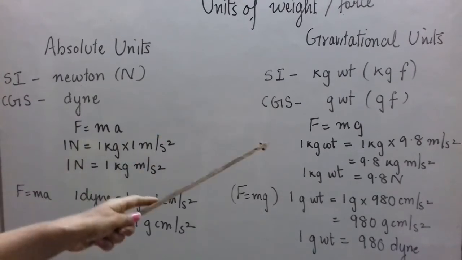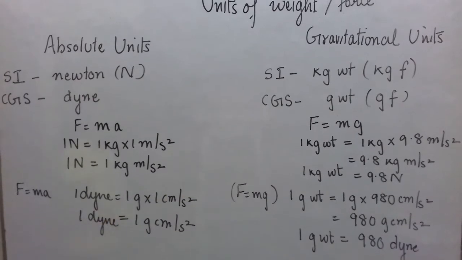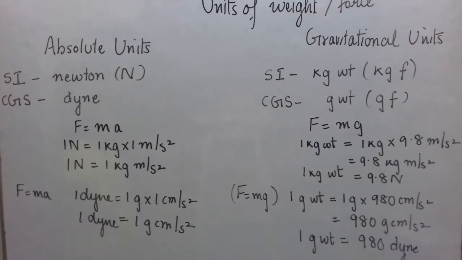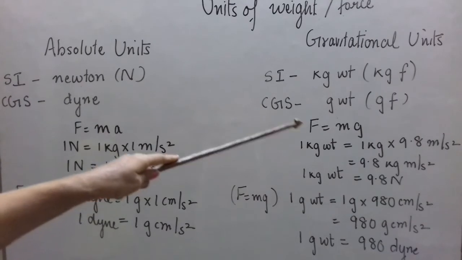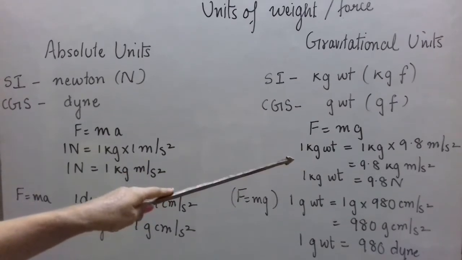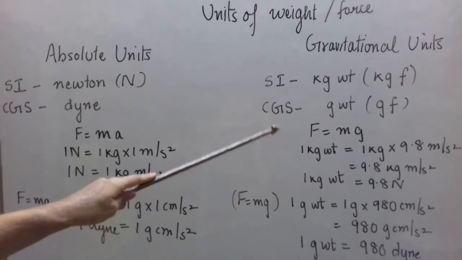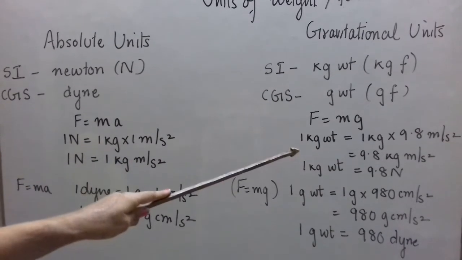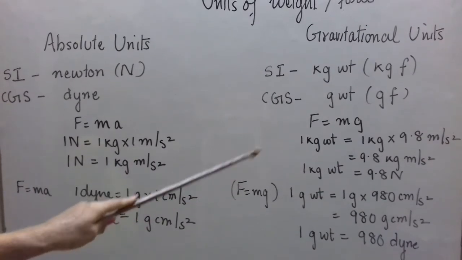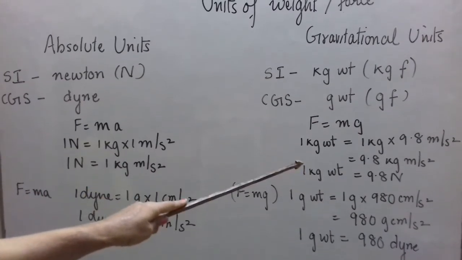So from this you can easily define 1 kg weight. What is 1 kg weight? Can you define it? Yes, you should be able to define it. 1 kg weight is the force of gravity acting on a body having mass 1 kg. It means it is the weight of a body having mass 1 kg, because force of gravity acting on a body having mass 1 kg is nothing but its weight. So weight of a body having mass 1 kg is 1 kg weight.